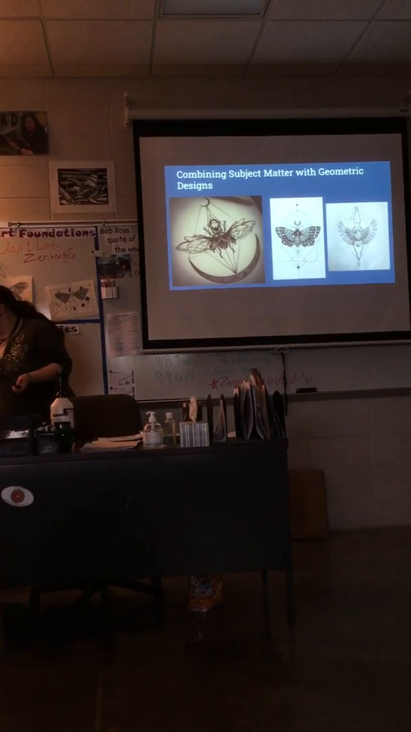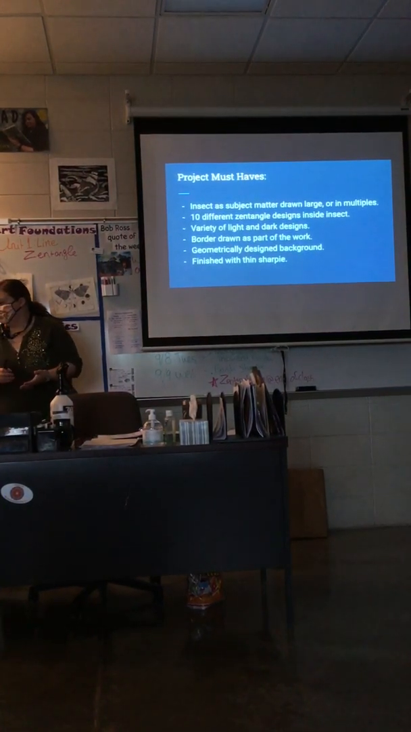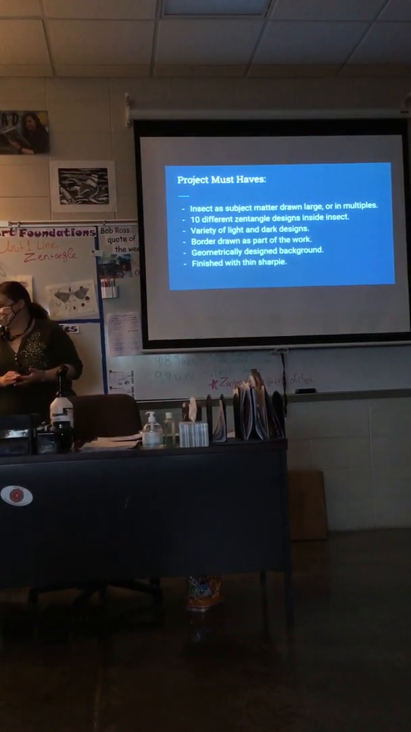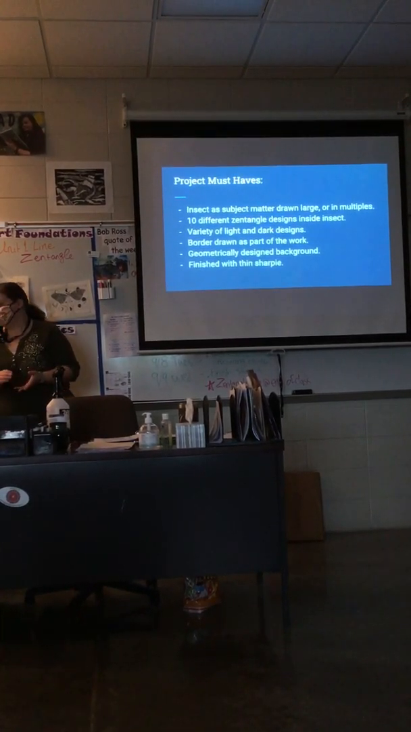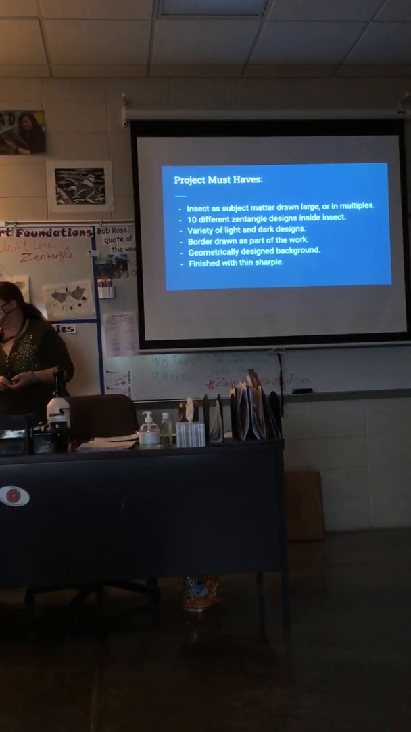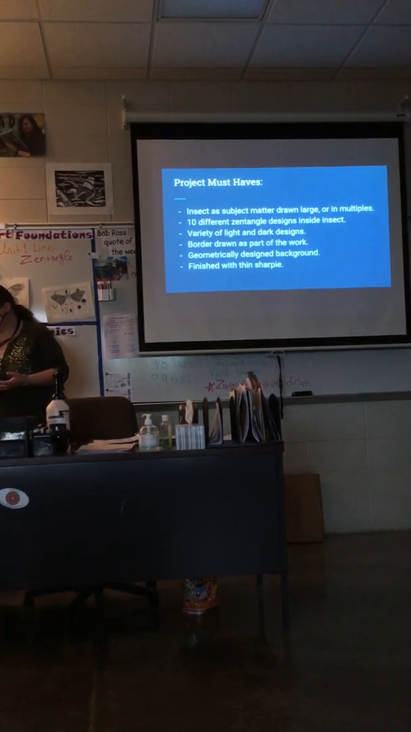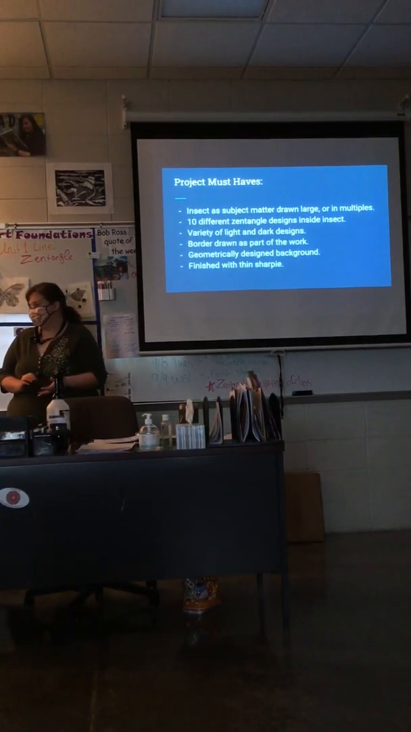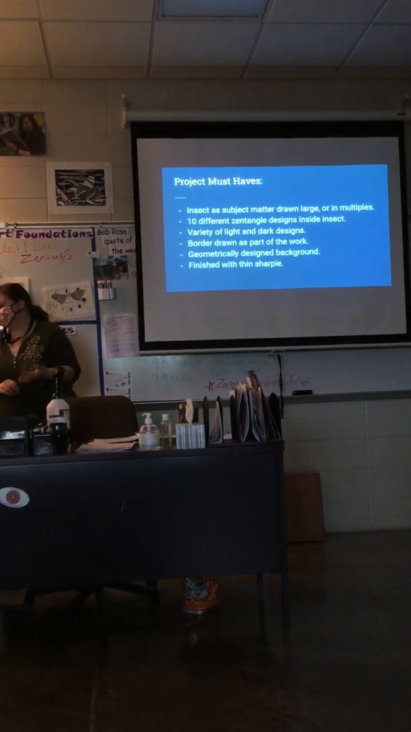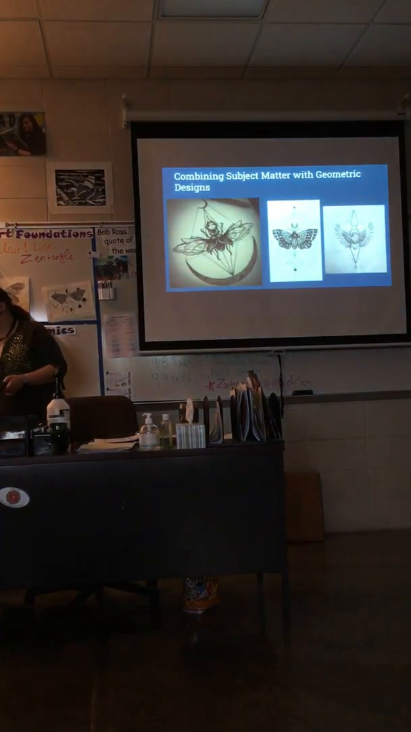Okay? All right, so let's talk about your must-haves. For this project, your insect as subject matter should be drawn large or in multiples. You need to have 10 different Zentangle designs inside the insect. You need to have a variety of light and dark designs. Your border is drawn in as part of the work. You've got a geometrically designed background, and finish with thin Sharpie. That's gonna be the last thing we do.